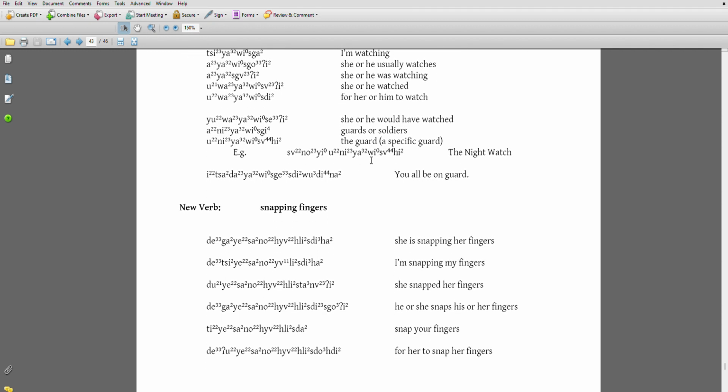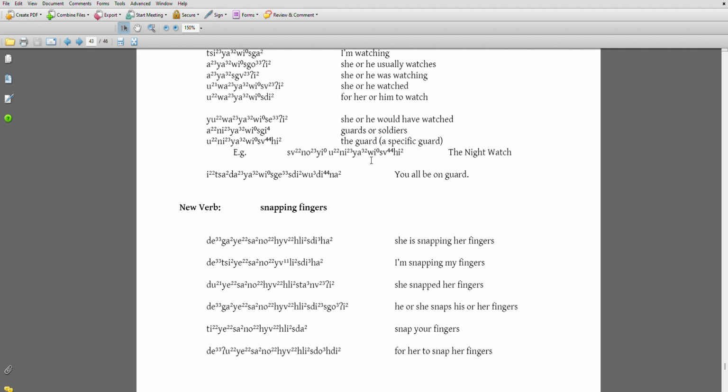Snapping fingers. Tega yesanoya stihan. He or she's snapping her fingers. Teji yesanoya listihan. I'm snapping my fingers. Do yesanoya stanai. She snapped her fingers.